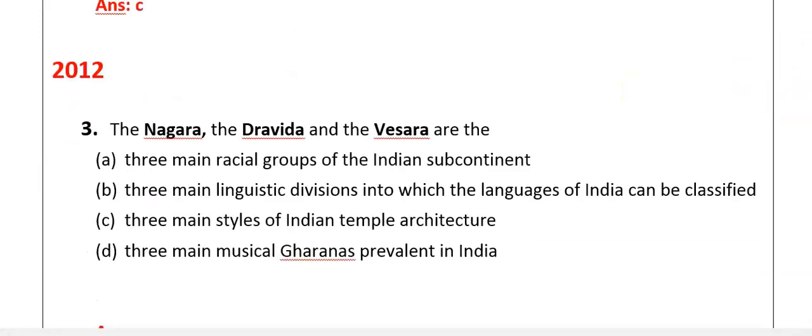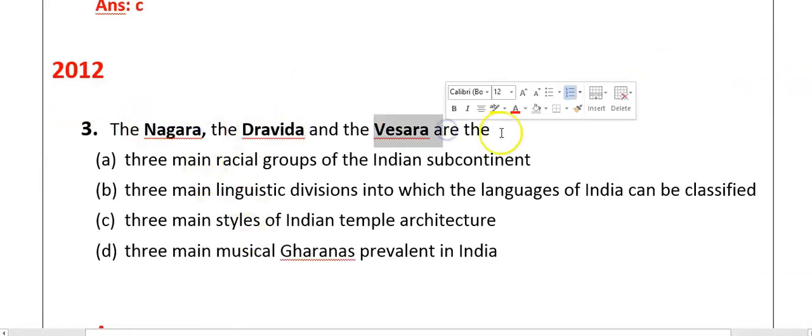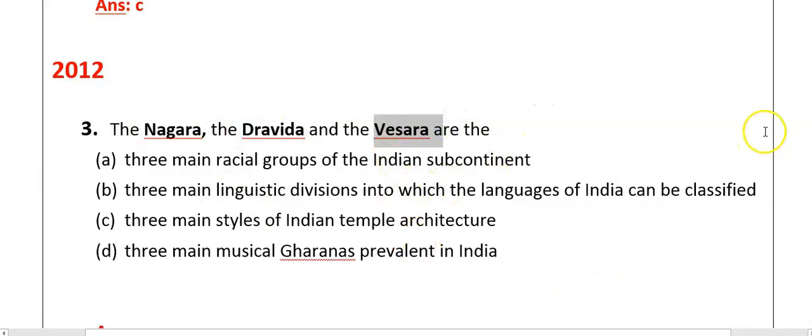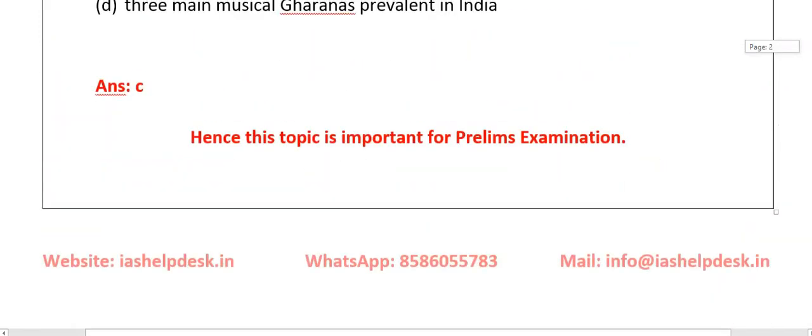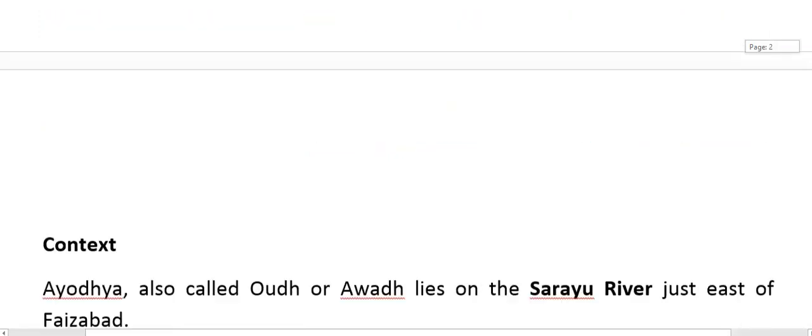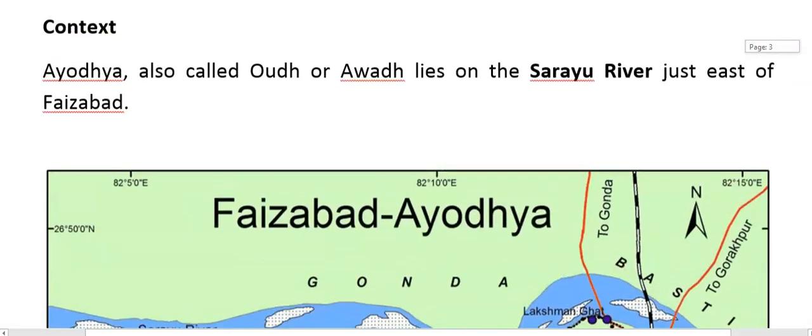Then the next question is, the Nagara, the Dravida and the Vesara are which of the following? Again, if we don't know the terms about what is Nagara, what is Dravida or what is Vesara, then we won't be able to answer this factual question. So the topic of temples becomes important also from the point of view that the temple related to Ram Mandir and Ayodhya is in so much in news. So let's start our topic.